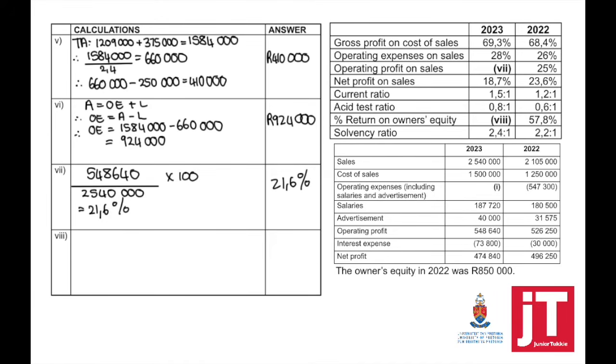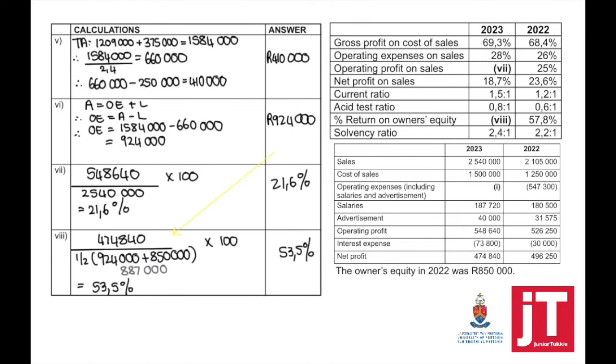To find the last one, the percentage return on owner's equity, it is your net profit divided by your average equity, which means beginning, which was given to you, owner's equity in 2022, 850,000. The closing balance at the end of last year becomes your opening balance this year, plus you have just calculated your owner's equity for the current year, 924,000. Once we've got that, we can calculate the percentage, which is 53.5%.